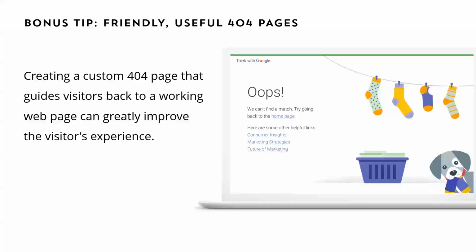But what if someone manually entered a URL incorrectly? You can use this error page, the 404 page, to your advantage. Having a custom 404 page that kindly guides users back to a working page on your site can greatly improve a user's experience. Consider adding a link back to the homepage or links to popular content on the website. If you build your own site, check your website builder's help or support section for instructions on customizing your 404 page.